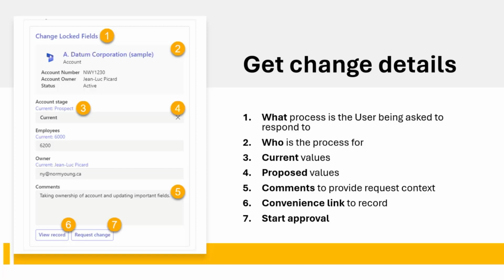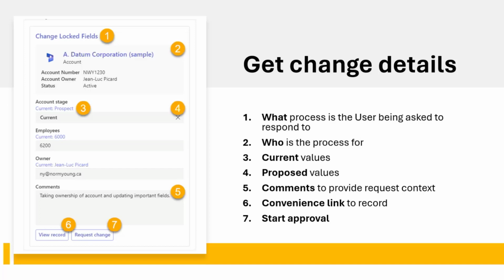So it sounds so basic, but first point, what process are we asking our users to respond to? Give it a title, change locked fields. Number two, who are we talking about? So I'll put the account name, the table that it applies to, the account, and I'll give some context to that account, like the account number, the owner, the status, things that are important to my users for them to make sense of why they've been asked to look at this. I'll show them the current values, and then they can set their proposed values. So they make sure that they're actually making the changes that they expect.